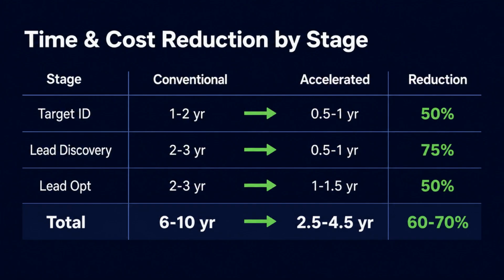Time and cost savings at each stage are impressive. Target identification drops from 1 to 2 years to about 6 months to 1 year. Lead discovery drops from 2 to 3 years to just 6 months to 1 year, a substantial reduction. Lead optimization drops from 2 to 3 years to 1 to 1.5 years. Overall, the total timeline compresses dramatically. Cost savings include major reductions in virtual screening and experimental numbers.